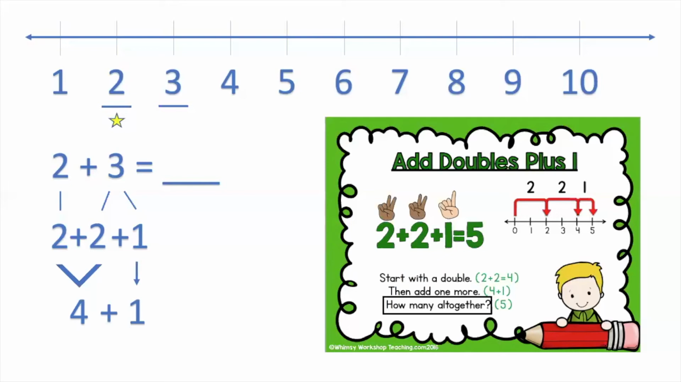Step 3, how many all together? 4 plus 1 is 5, because 5 comes after 4 on the number line. The answer is 5. 2 plus 3 equals 5.